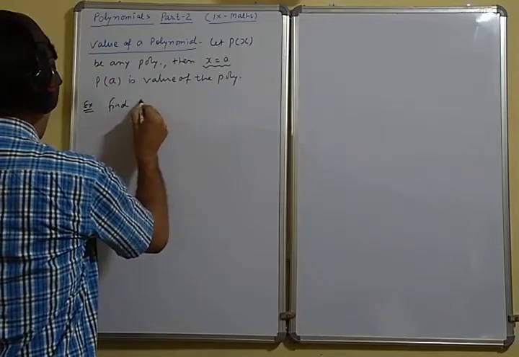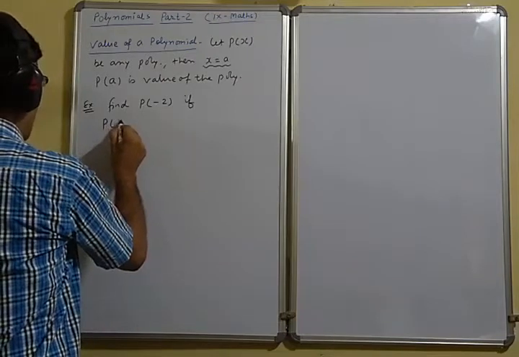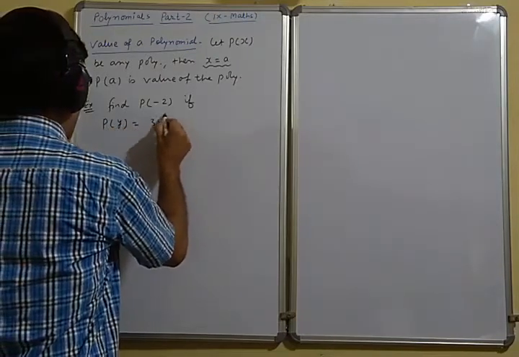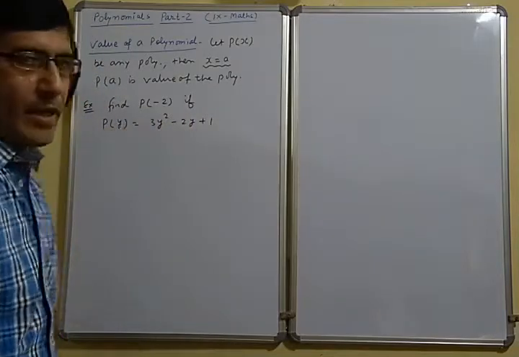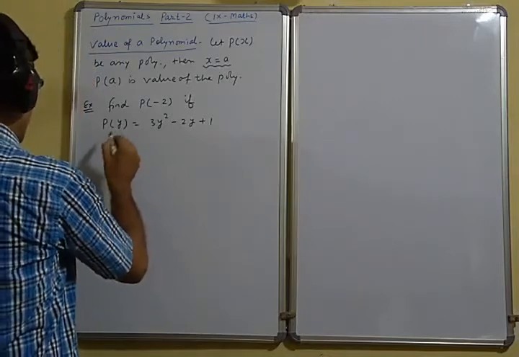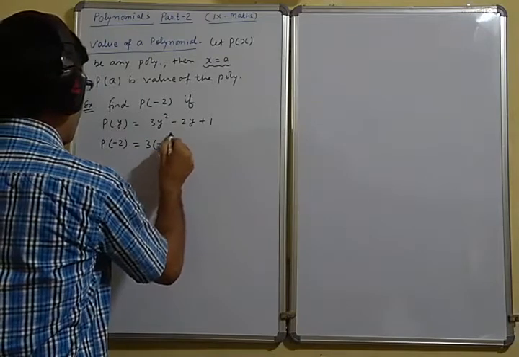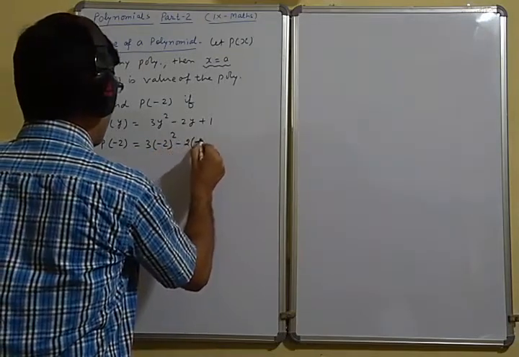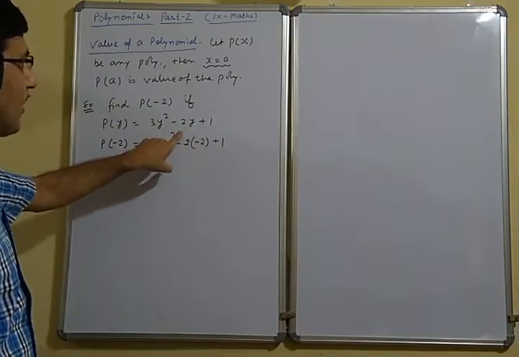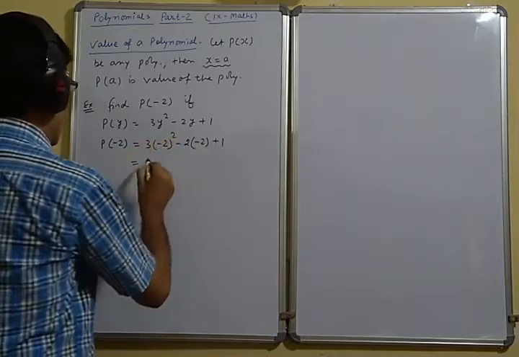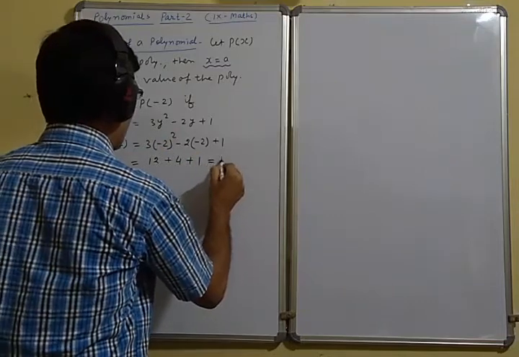find P(-2) if P(y) is equal to 3y squared minus 2y plus 1. We have to find P(-2). So P(-2) becomes 3 times (-2) whole squared minus 2 times (-2) plus 1. So what does it become? (-2) squared is 4, 4 times 3 is 12, minus minus becomes plus 4, plus 1. This is 17.